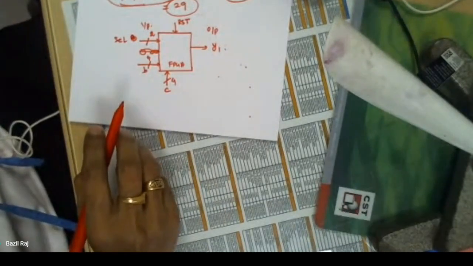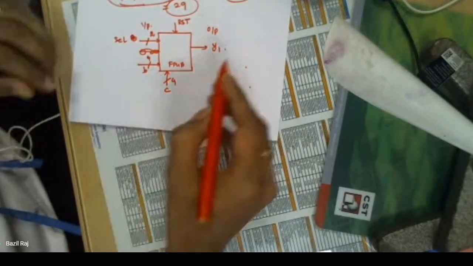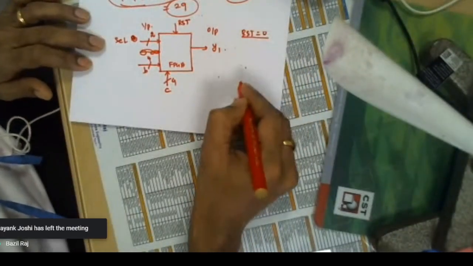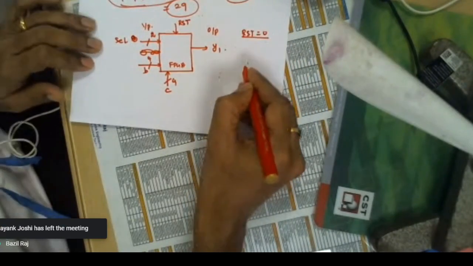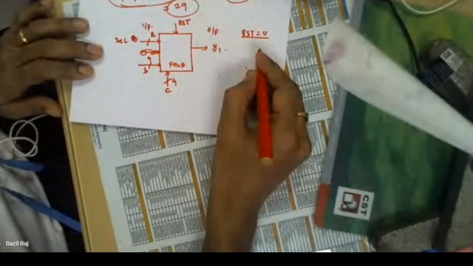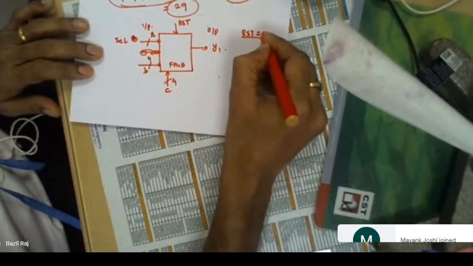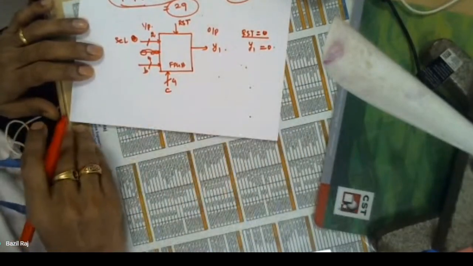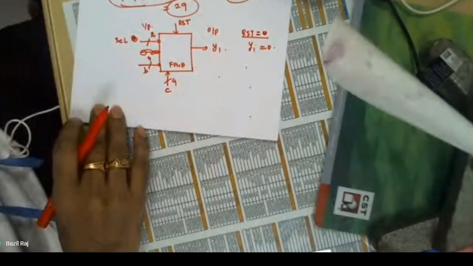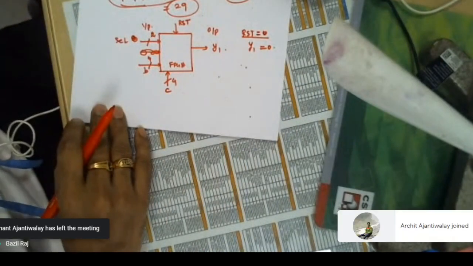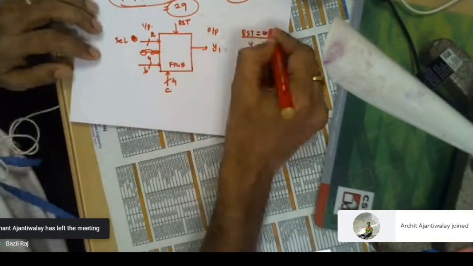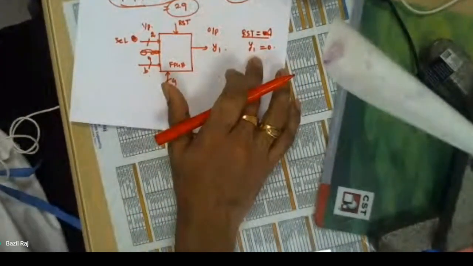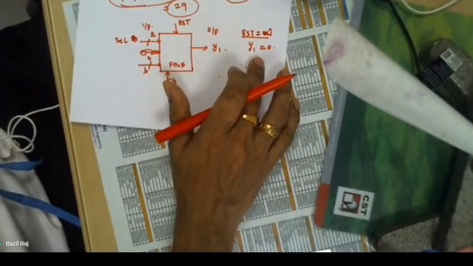Now, the condition is, if reset is equal to 0, the output should be refreshed to 0. The output should be refreshed irrespective of the condition. Whenever I apply the reset pin, reset equal to 1 you take, whenever I make the reset pin 1, then the output should become 0. It should be cleared. There should not be any output, right?